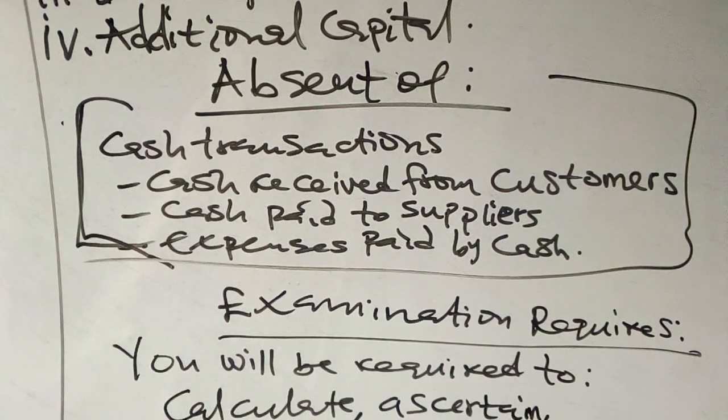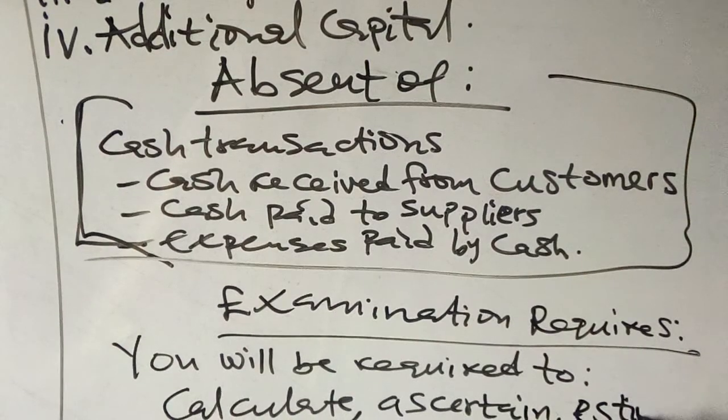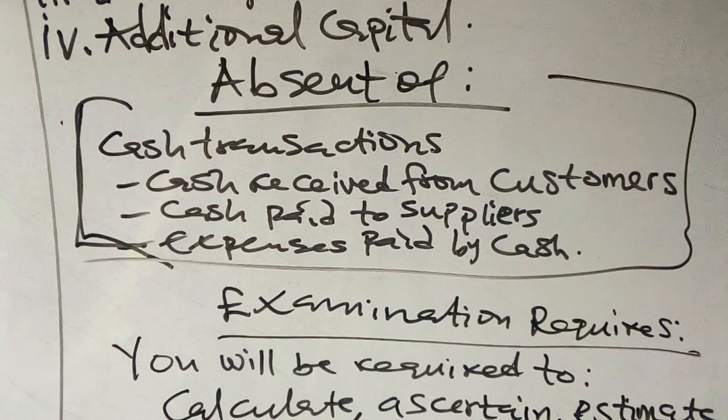In an incomplete record question, any of these terms or words may be used. Ascertain, or you may be asked to estimate. You may be asked to determine. You may be asked to find the profit or loss for the period.